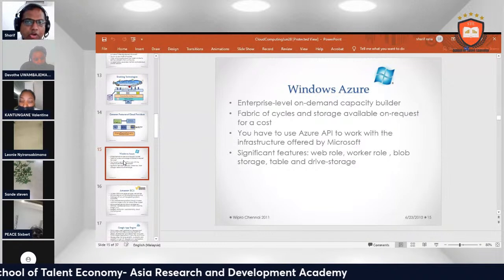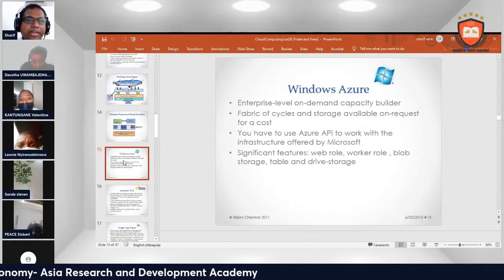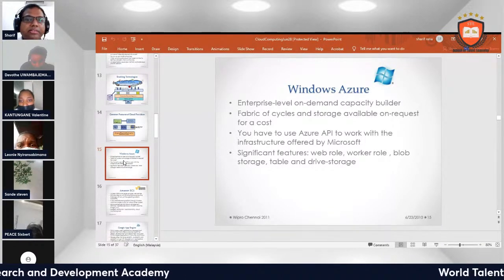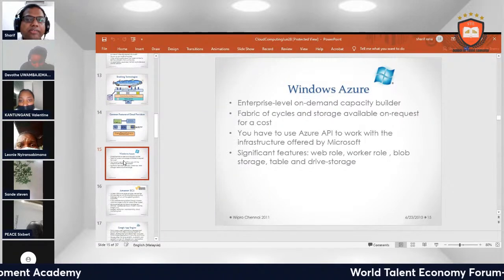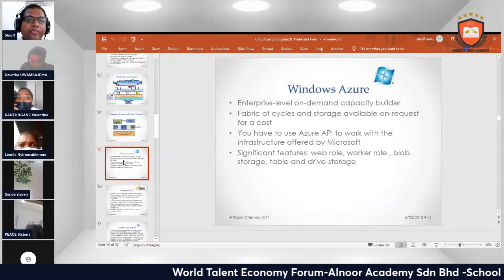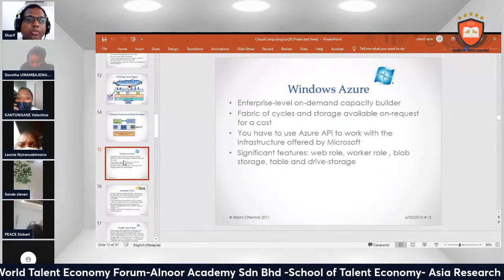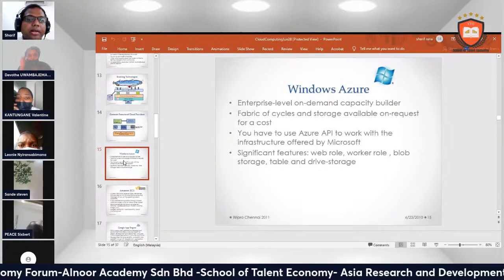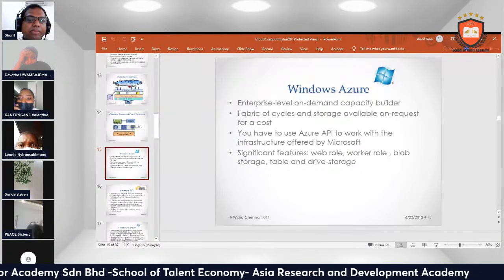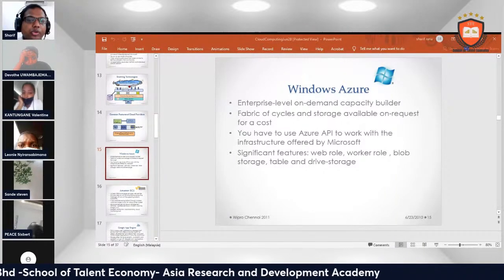Now many organizations use Azure, enterprise-level on-demand capacity builders, a fabric of cycles and storage available on request for a cost. You have to use the Azure API to work with the infrastructure offered by Microsoft. Significant features: web role, worker role, blob storage, table, and drive storage. These are many interesting aspects you can utilize.